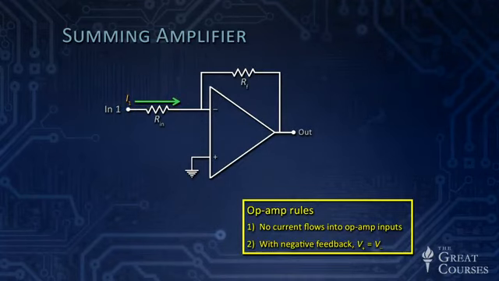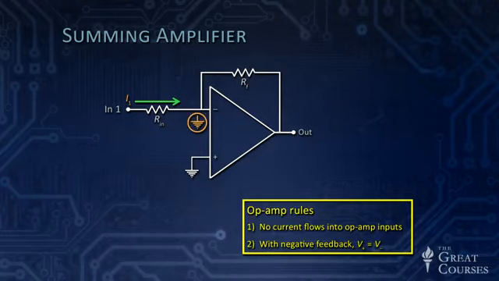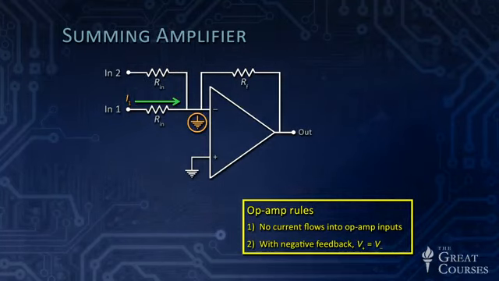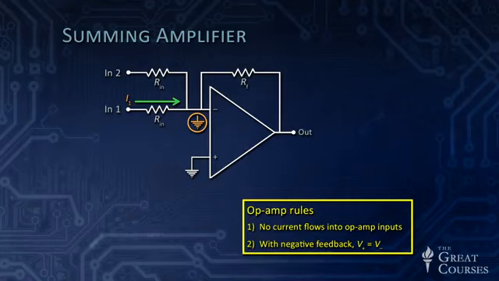The current is flowing to virtual ground. It isn't really flowing to ground. It's going through the feedback resistor. But as far as that input resistor is concerned, its right end is basically connected to 0 volts, to ground. And now here's the beauty of this situation. I can connect a second input resistor with a second input voltage, input number 2, to that same point, that virtual ground point. And that point is sometimes also called the summing point.